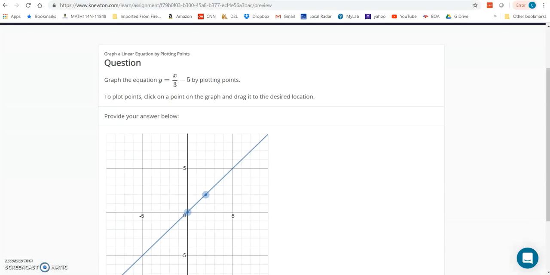Alright, here's another example for graphing a linear equation. Y is equal to x divided by 3 minus 5. And it's just by plotting points. So how do we figure out what points we're going to plot?